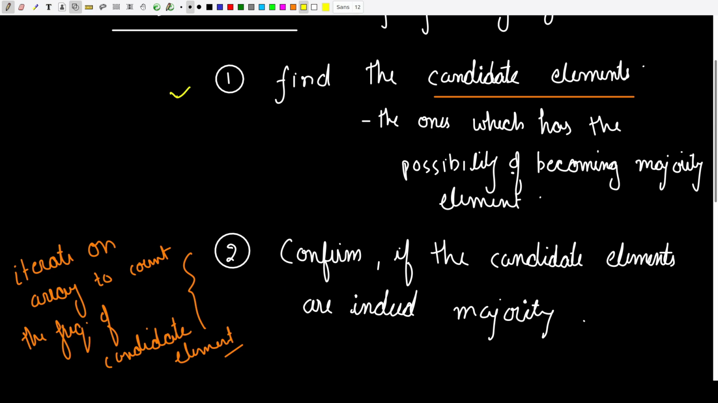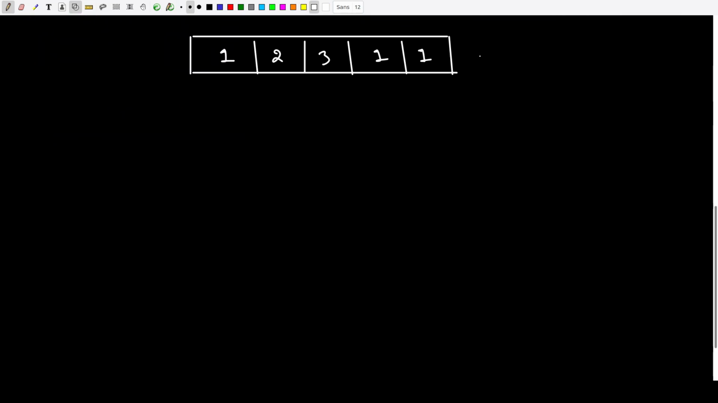Now let us discuss how we can find out the candidate element. So for that, let us take an example. So let us say this is the array which is given to us, and in this we want to find out the majority element. So as we can see, 1 is the majority element as it is occurring more than n by 2 times. So to understand Moore's algorithm, first we are going to discuss the case of n by 2, and then we will see how we can use the same algorithm to solve it for n by 3 as well. So first let us discuss the case of n by 2.